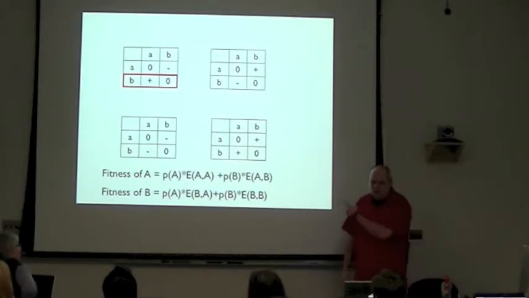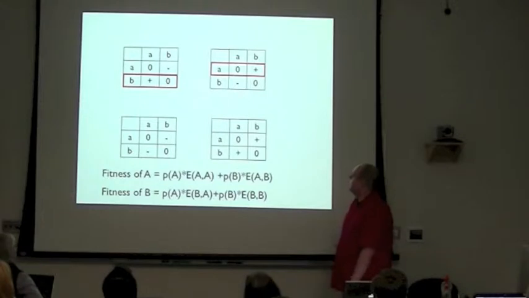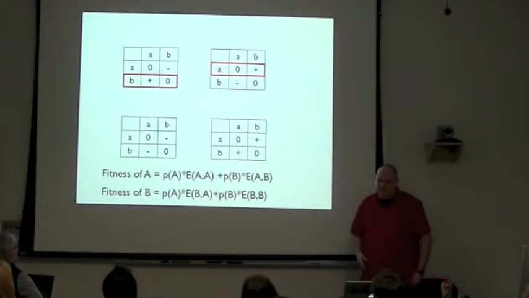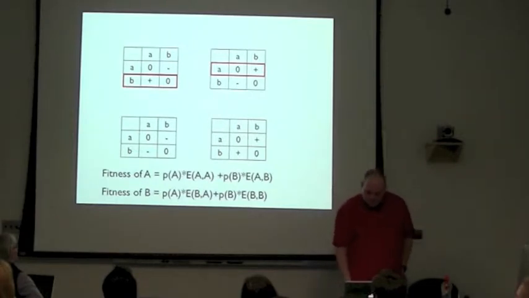Okay? Now, the other matrix, the top right one, is just the inverse. If there are lots and lots of B players, A players thrive, and if there are lots and lots of A players, B players suffer. It's just inverted. The A player wins in that situation.